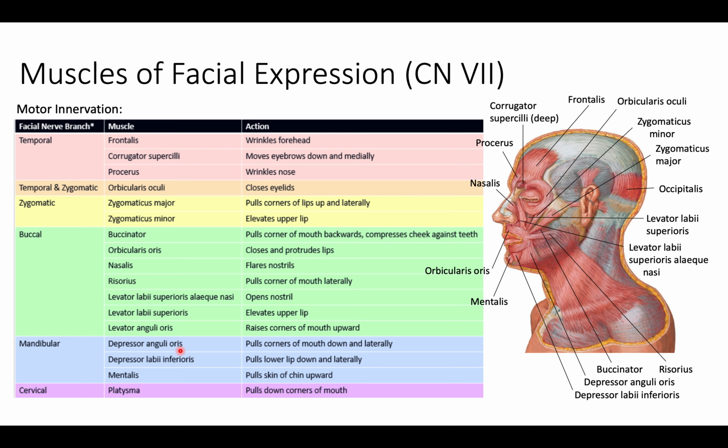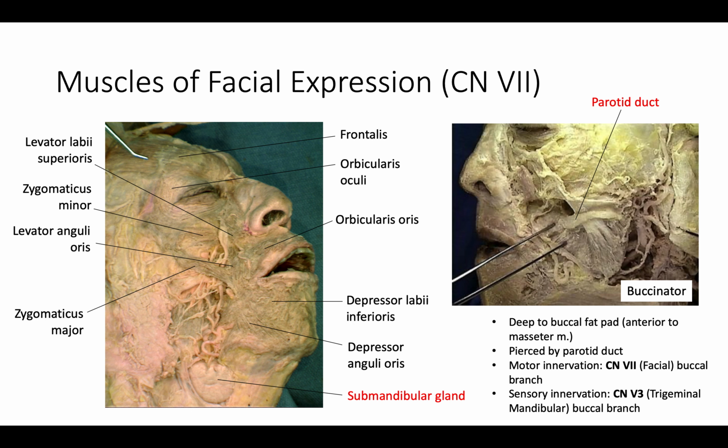Levator labii superioris, superior. It's going up. Labii, mouth, and lips. So it's elevating the upper lip. And so just go through these and try to remember the names of them. So here it's labeled again. Here's that submandibular gland, which is kind of cool.